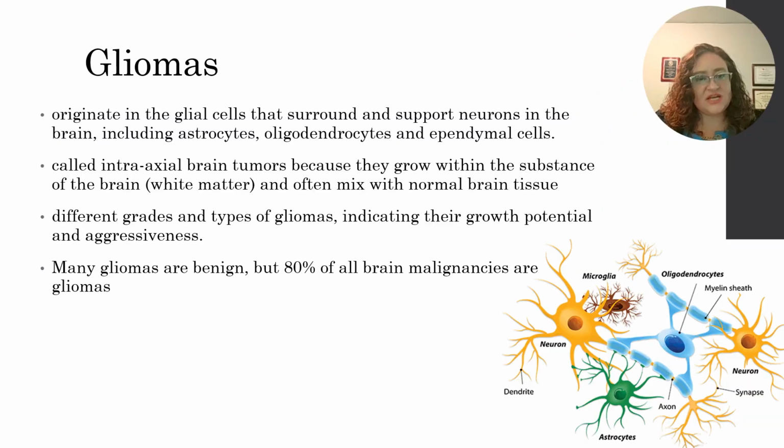So gliomas originate in the glial cells that surround and support the neurons in the brain, including astrocytes. They're called intraaxial brain tumors because they grow within the substance of the brain, within the white matter, and they often mix with normal brain tissue. There are a lot of different grades and types of glioma, and many gliomas are benign, but 80% of all brain malignancies are gliomas.